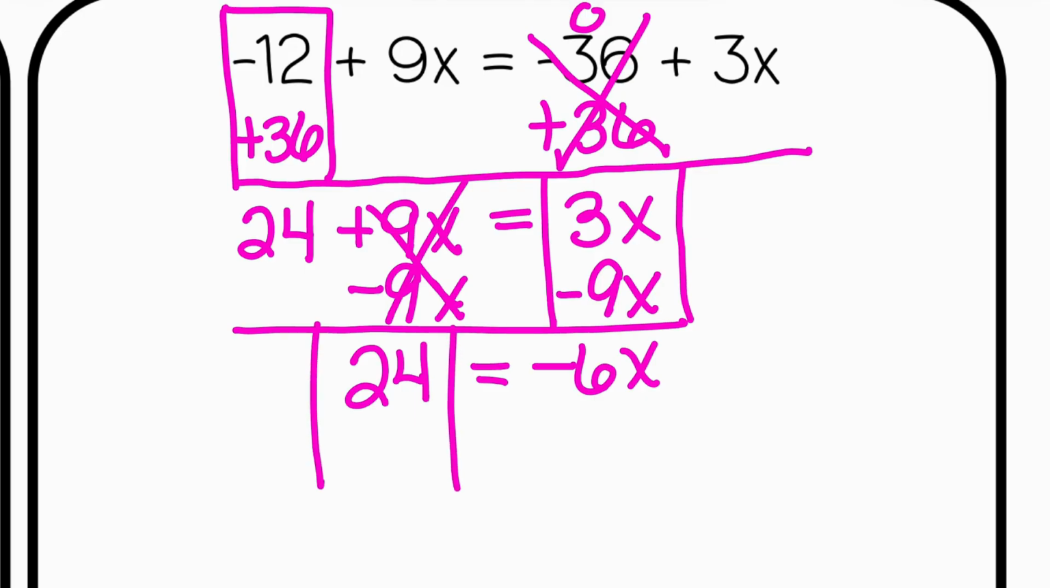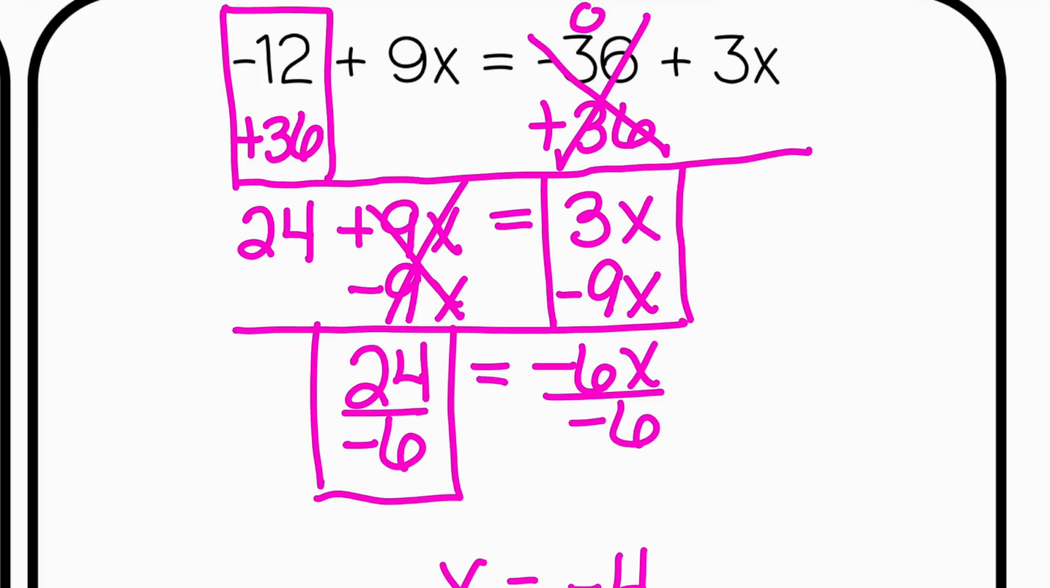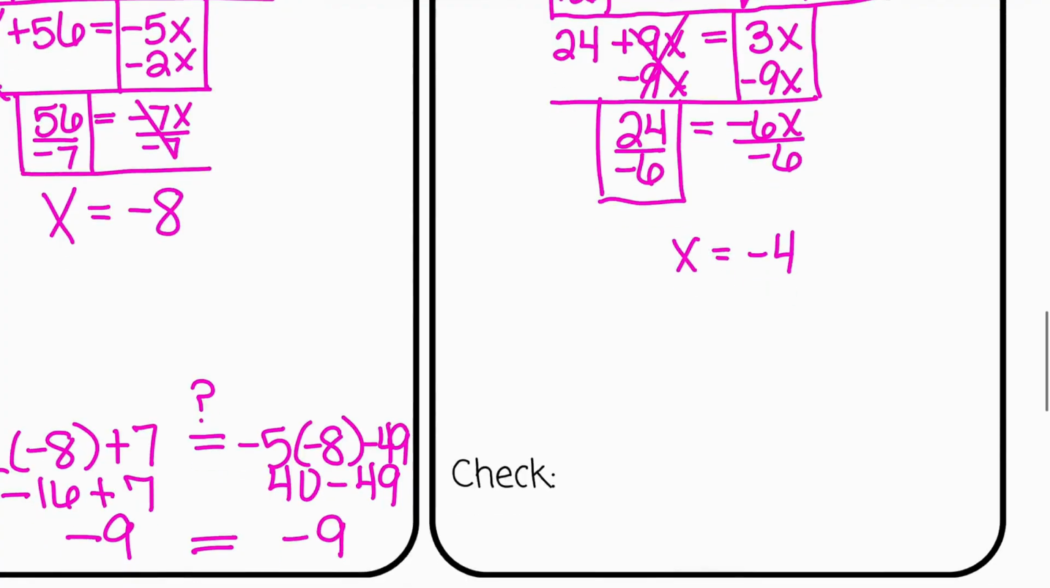And then last step, when they're side by side, you need to divide. So we'll divide by negative 6. So x equals negative 4. All right, hopefully you got that right. Let's check it.